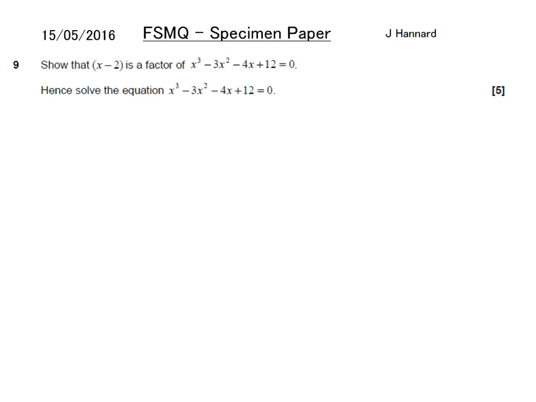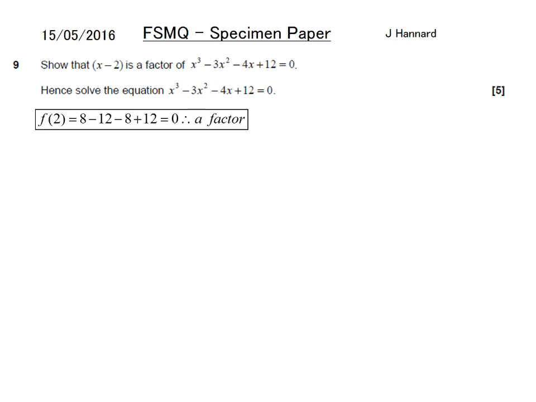Question 9 then. Show that x minus 2 is a factor of that cubic there. So the way that you show it's a factor is you shove the number through, or you can divide it in and you should get 0 at the end. I just put a 2 through. Obviously you reverse the number that's in the bracket, put that through, and when I did, it did equal 0, therefore it's a factor.